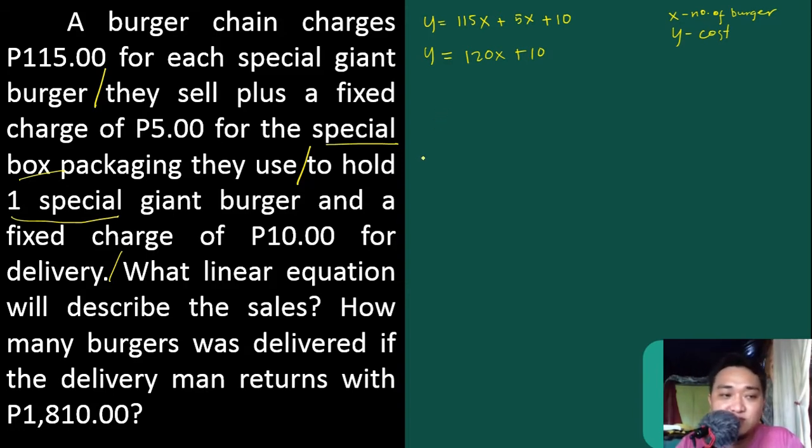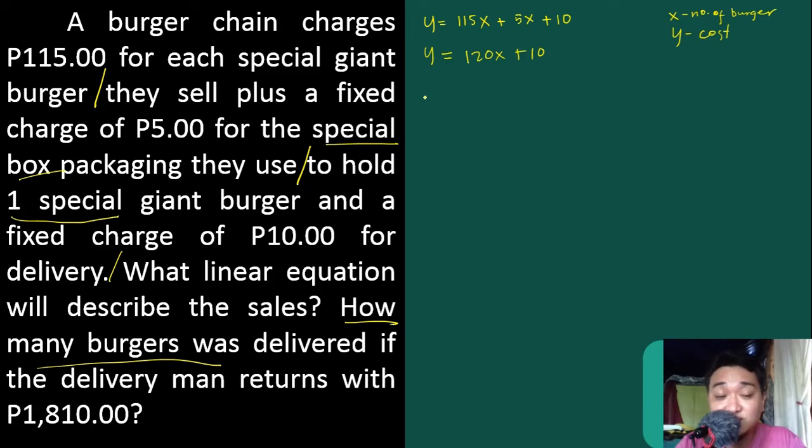Pero the situation is, nung nag-deliver yung delivery man, pagbalik niya, ang daladala niyang pera is 1,810. Yung cost ng merchandise na daladala niya is 1,810. And the question there is, ilang burger yung kanyang dineliver? How many special giant burgers were delivered? So actually, the 1,810 here is the value of y, the cost of the merchandise.